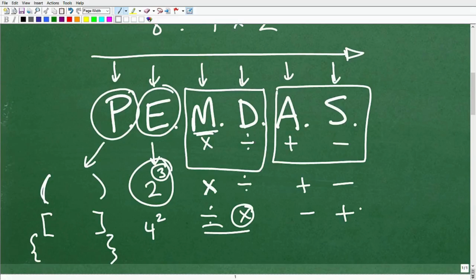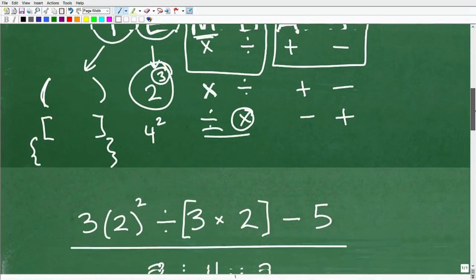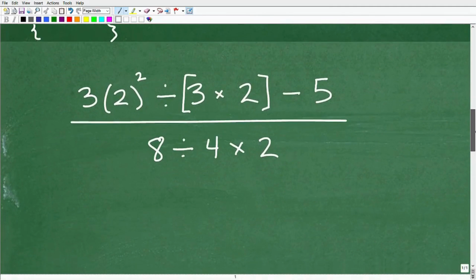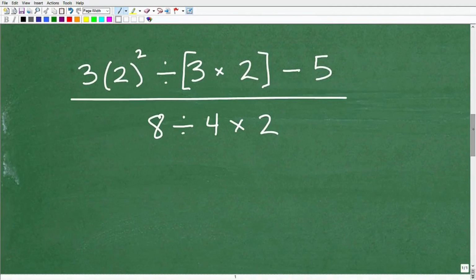Okay, so hopefully this has cleared up a lot of your confusion, if you had any, or strengthened your understanding of PEMDAS. Now let's get to the problem here. And so we can see what's going on. Now we have one big old fraction, right? We have this numerator and this denominator.